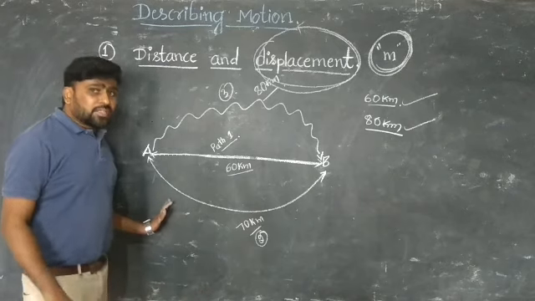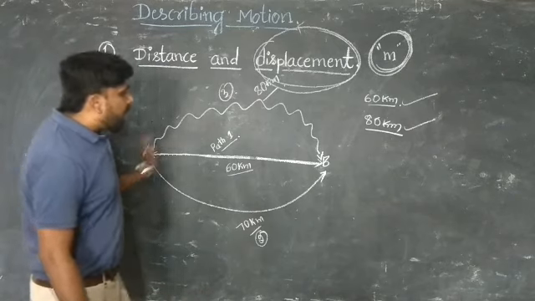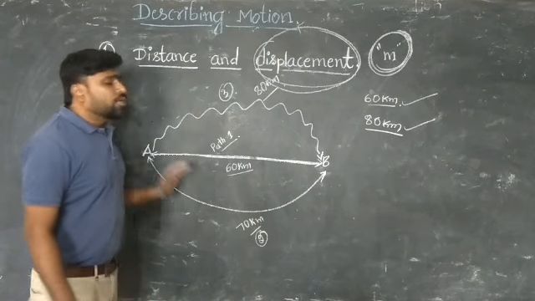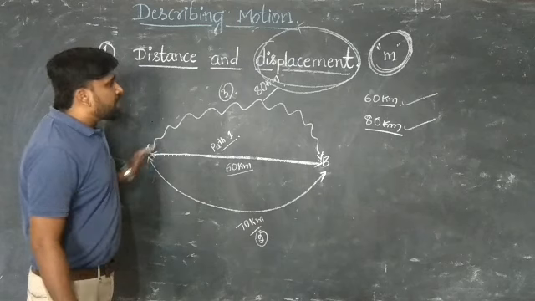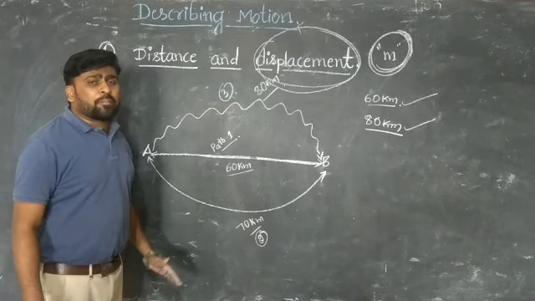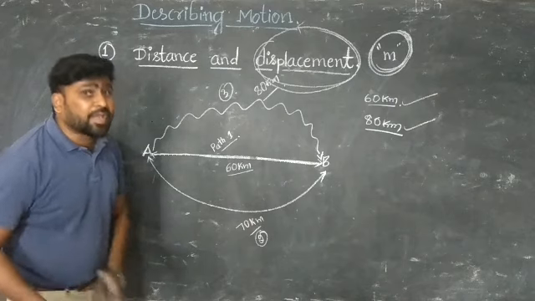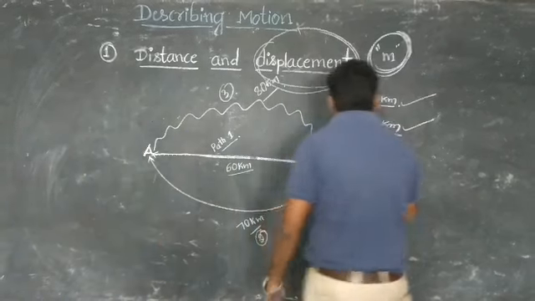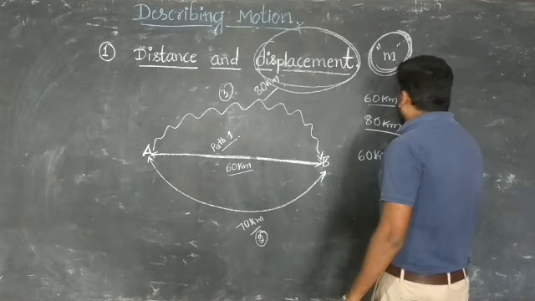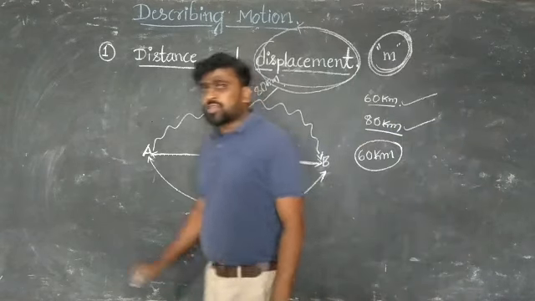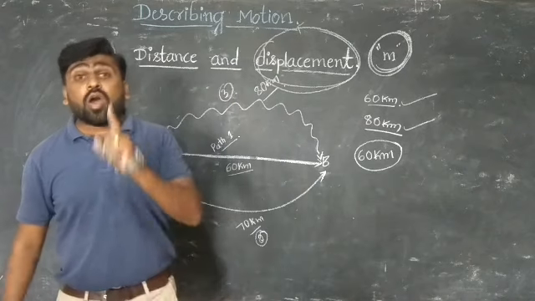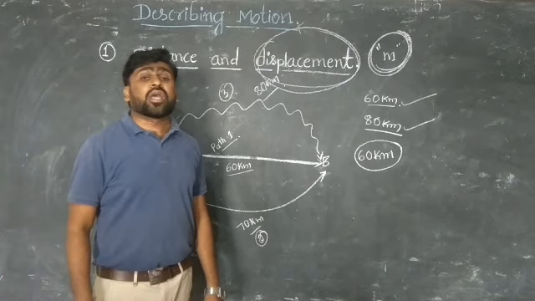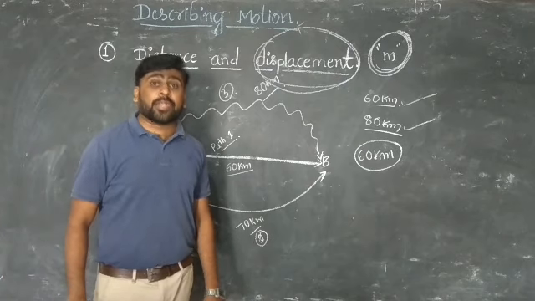displacement. Regarding this example, the distance between A and B by path 1 is 60 kilometer, path 2 is 70 kilometer, path 3 is 80 kilometer. If we compare the three, which distance is the least? The least distance is 60 kilometer. Therefore, displacement in this example is 60 kilometer. Understood? Displacement is nothing but the short distance between the initial and the final position.